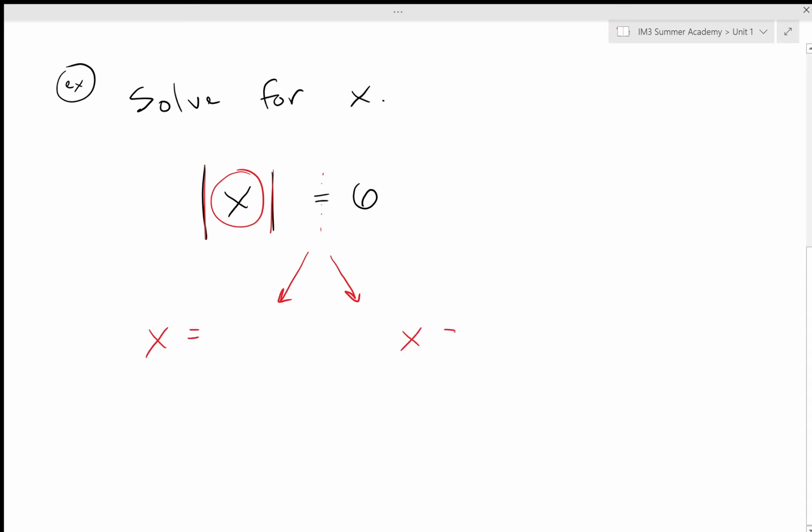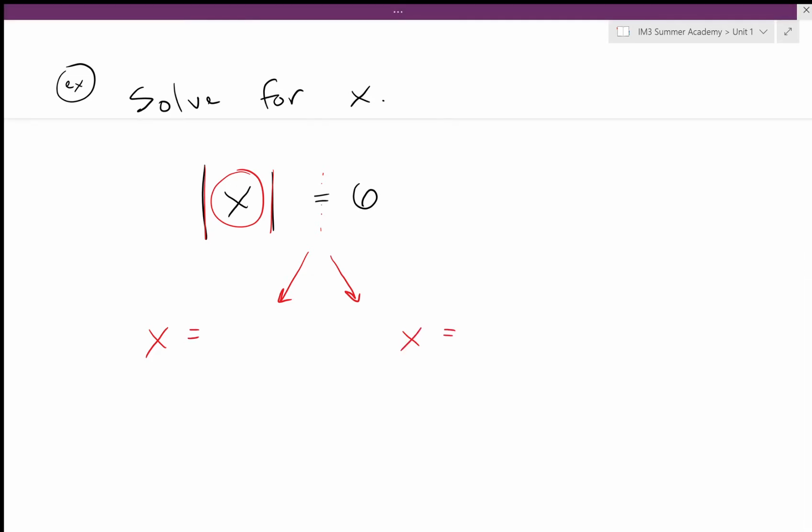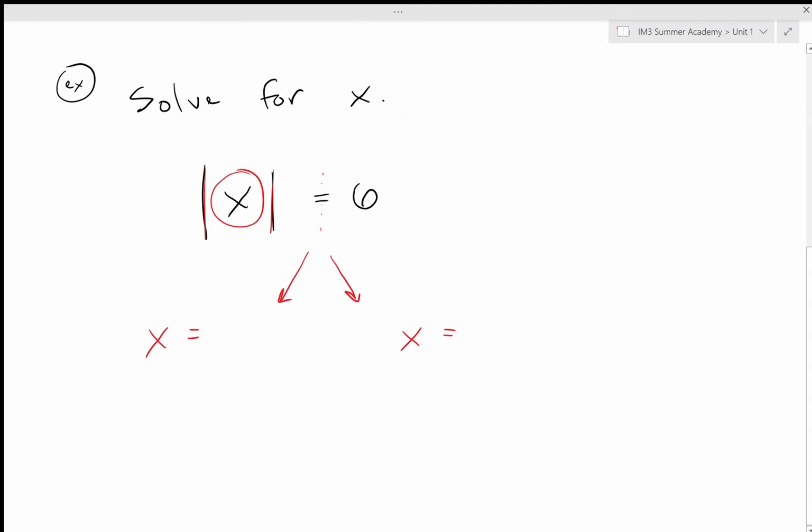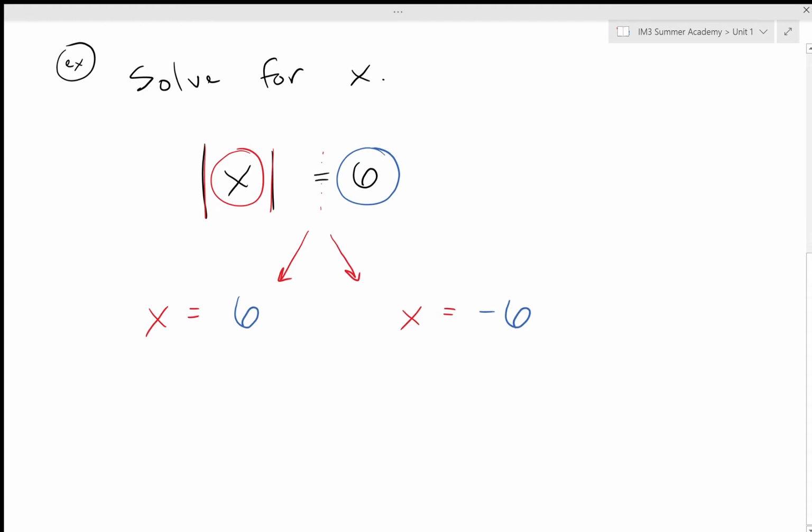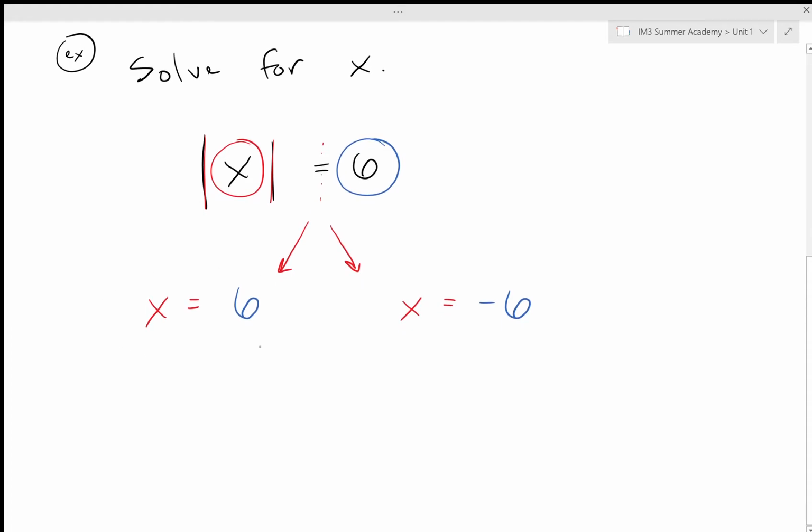The equal sign, and then what you're going to do is take the number over here, write one as positive, one as negative. And what you've done here is now you've solved and got two answers. x equals positive 6 and x equals negative 6. You've got two answers.